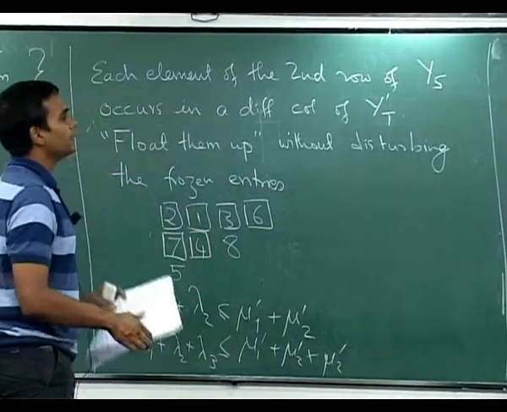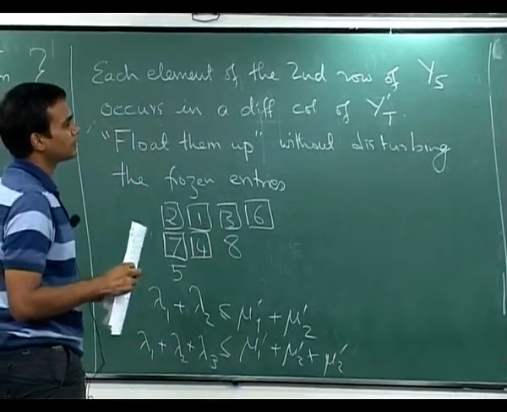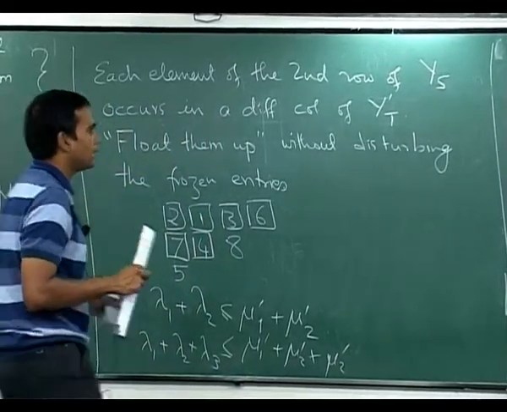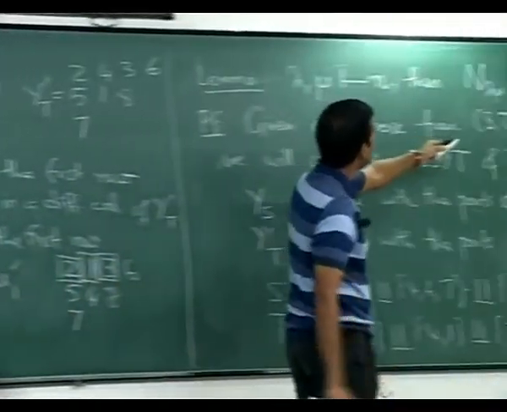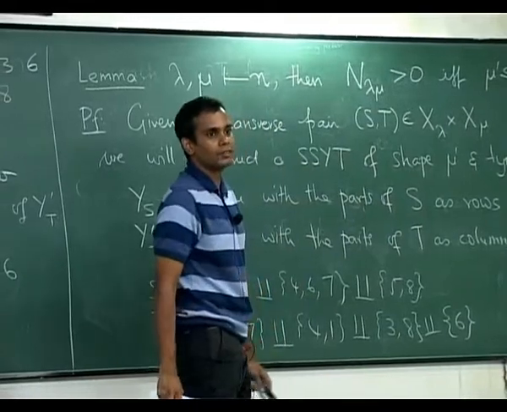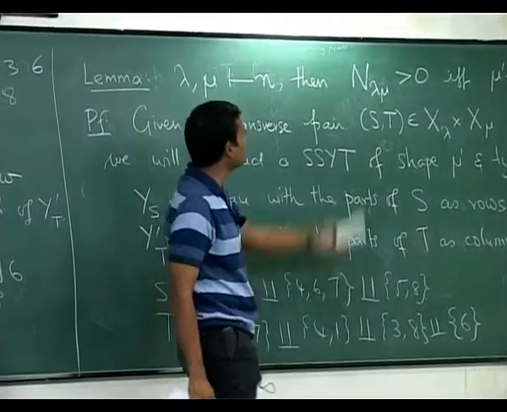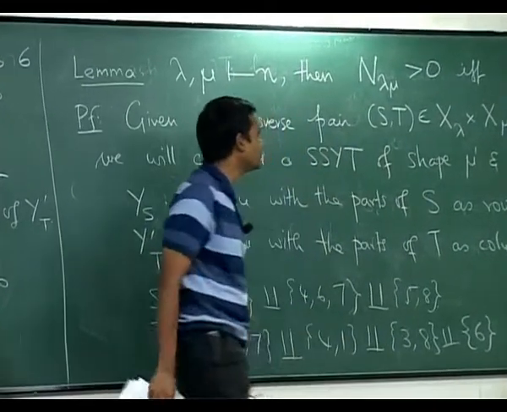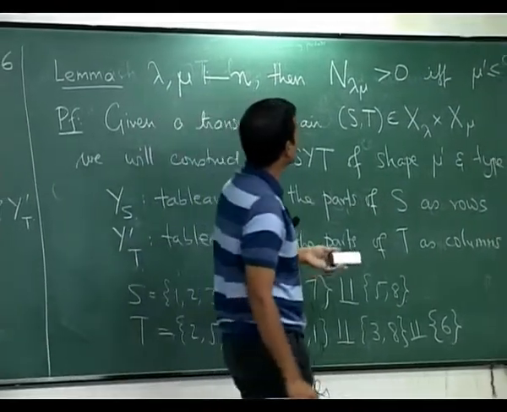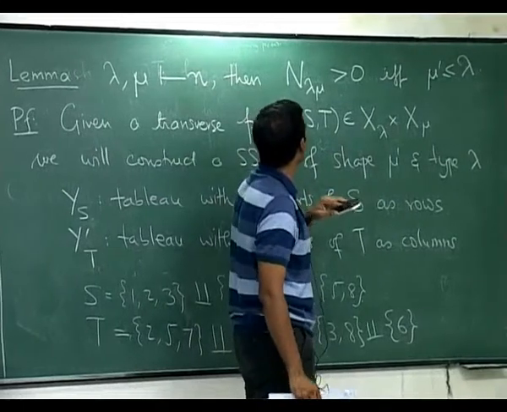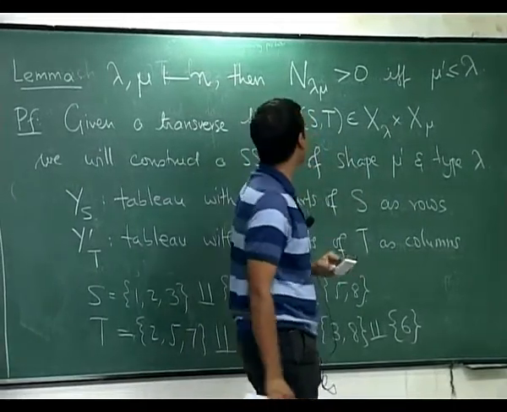You end up with the part of our lemma that if there exists a transverse pair in x lambda cross x mu, then mu prime is less than or equal to lambda. Or in other words, if n lambda mu is greater than or equal to 0, then mu prime is less than or equal to lambda. Now, what we want to do is prove the converse, that if mu prime is less than or equal to lambda, then n lambda mu is greater than 0.